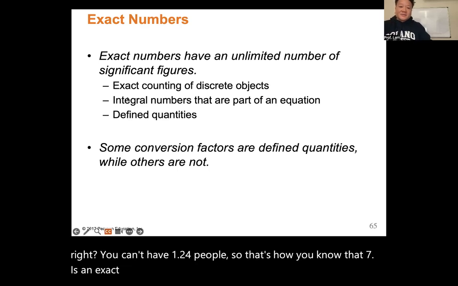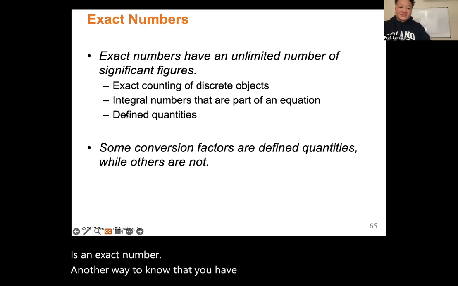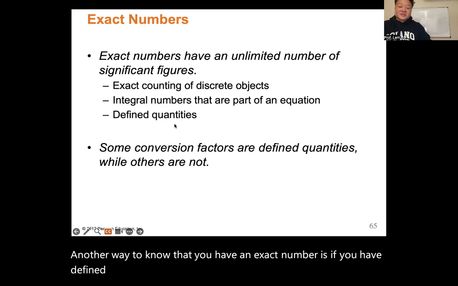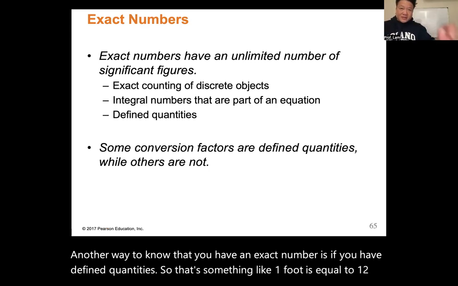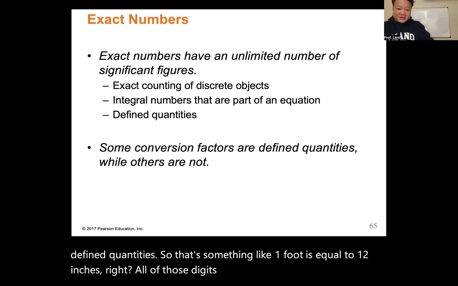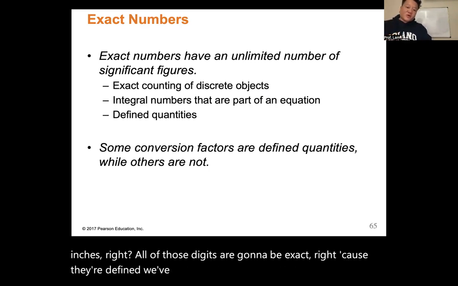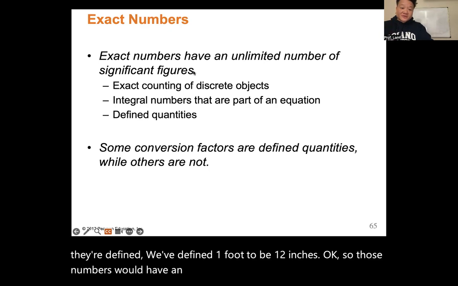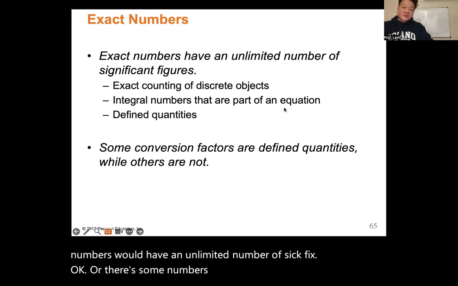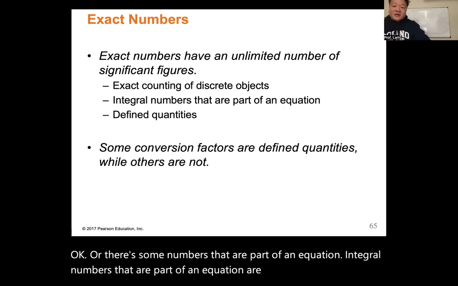Okay. Another way to know that you have an exact number is if you have defined quantities. So that's something like 1 foot is equal to 12 inches, right? All of those digits are going to be exact, right? Because they're defined. We've defined 1 foot to be 12 inches. Okay. So those numbers would have an unlimited number of sig figs. Okay. Or there are some numbers that are part of an equation. Integral numbers that are part of an equation are also going to have an unlimited number of sig figs.